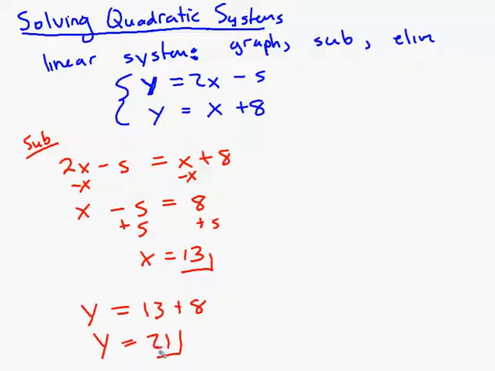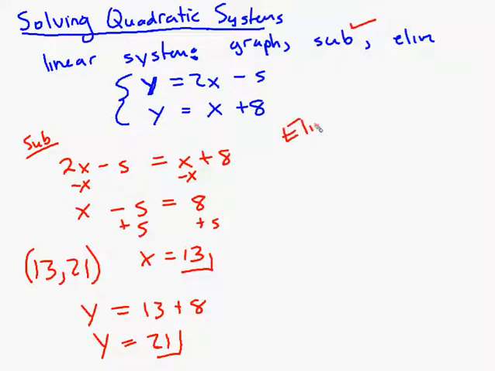What did you do with the 2? Huh? What did you do with the 2? I put it in for this one. No, the 2x minus 5. You subtracted the x. So 2 minus 1 is 1. Oh. And that was my answer, 13 and 21. So my final answer, 13, 21. Okay, so that's substitution method.